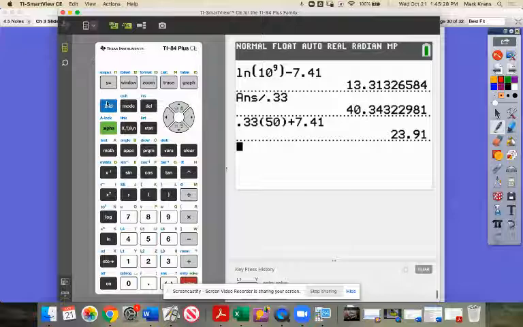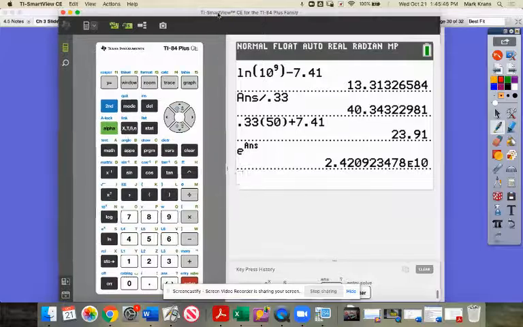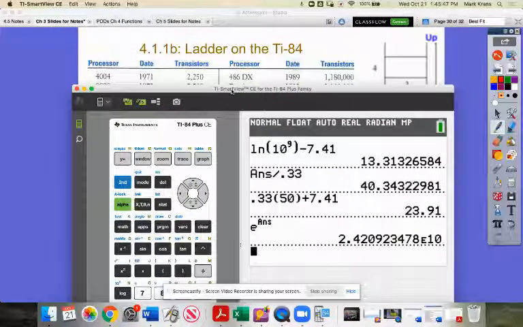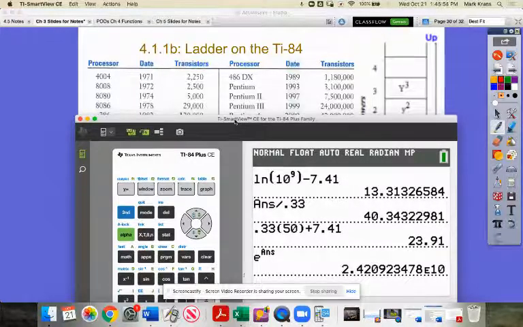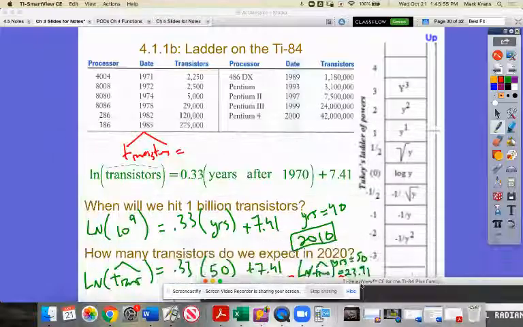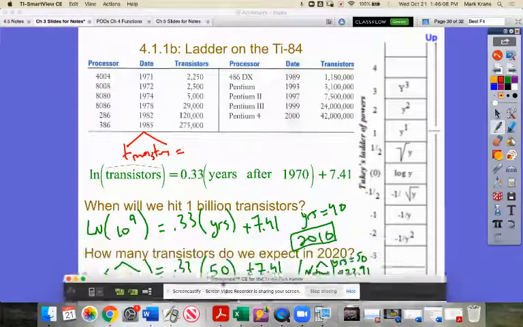So I can do e to the, no, I want to do e second ln, and then I'll do second answer. Oh, and I get 2.4 E10. So it's 24 years later. So we'd expect to be at 2.4 E10. So that's 24 billion transistors is what we're expecting to be at in 2020. Okay. 2.4 times 10 to the 10th, which is 24 billion transistors, is the final estimate.